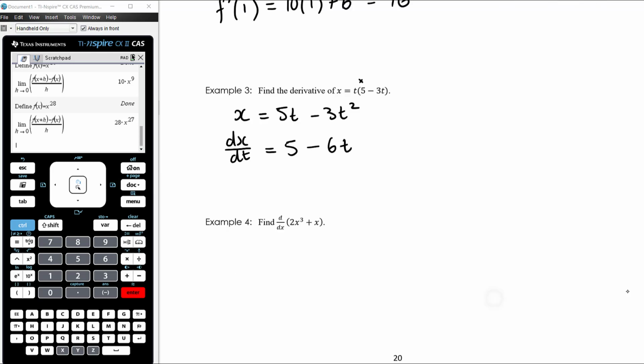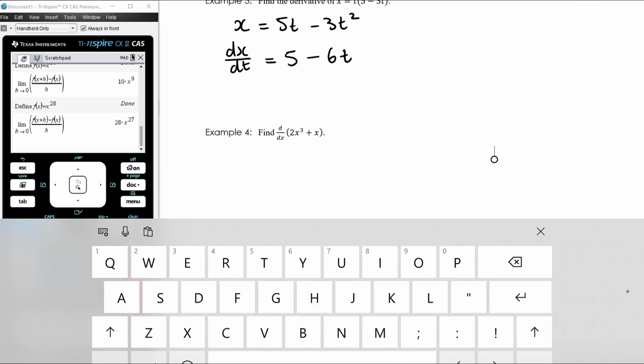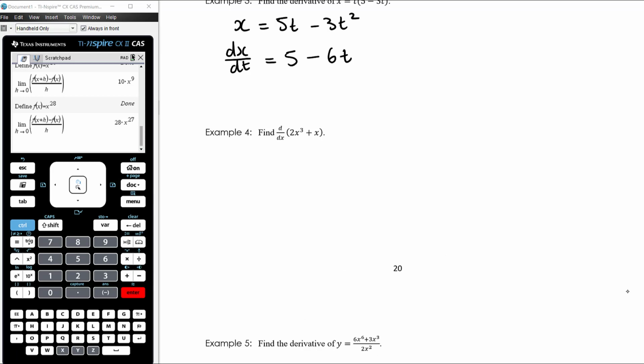Okay, example 4. Find the derivative, with respect to x, of 2x cubed plus x. Okay, so this is just operator notation, so it's not going to be equal to anything else. We are finding the derivative of that, and straight away we can say the derivative of that is equal to 6x squared plus 1. Remembering again this is x to the 1, so it becomes 1 times x to the power of 0, which is just going to be 1.